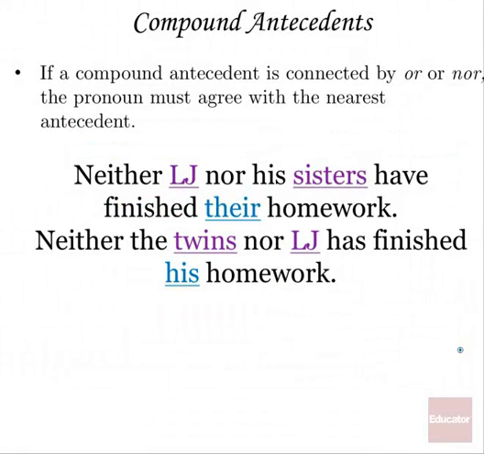All right. If the compound antecedent is connected by or or nor, the pronoun must agree with the nearest antecedent. Now this, of course, assumes that we don't have a gender issue, which we just covered. "Neither LJ nor his sisters have finished their homework." Now I know I just said you can't use their in a mixed gender situation, but their is actually replacing sisters, which is plural, so we can get away with it. Aren't we sneaky and clever? "Neither the twins nor LJ has finished his homework." This would assume that the twins are both male.